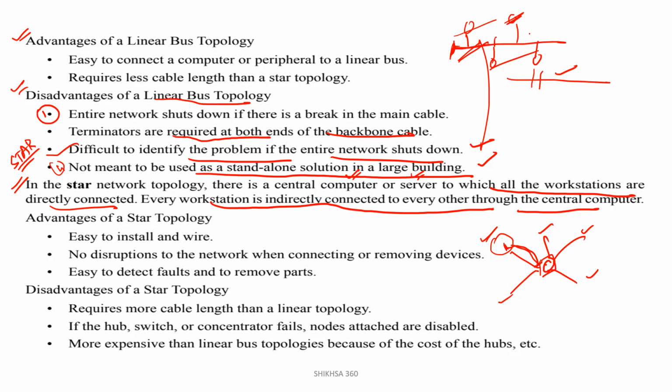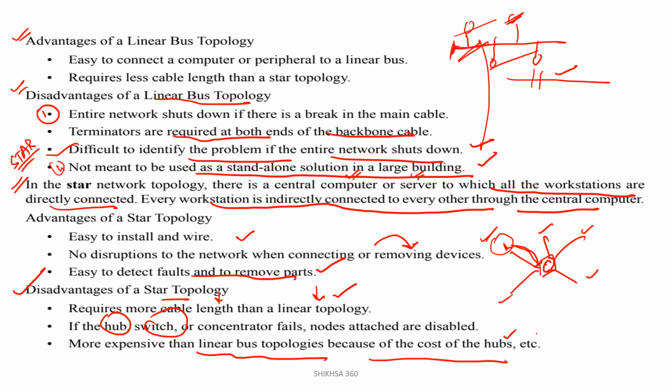Now move to the advantages and disadvantages. Easy to install and wire, no disruption to the network when connecting or removing devices, easy to detect faults and to remove the parts. What are the disadvantages of a star topology? It requires more cable length than a linear topology. If the hub, switch or concentrator fails, the nodes attached are disabled. It is more expensive than the linear bus topology because of the cost of the hub or switch.